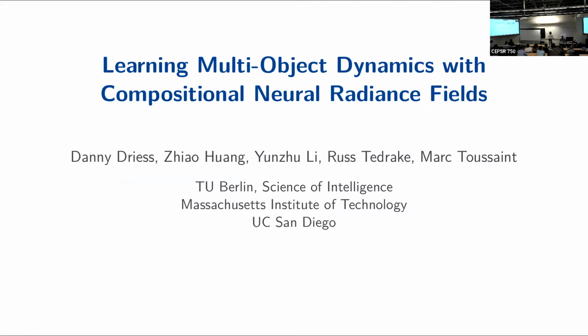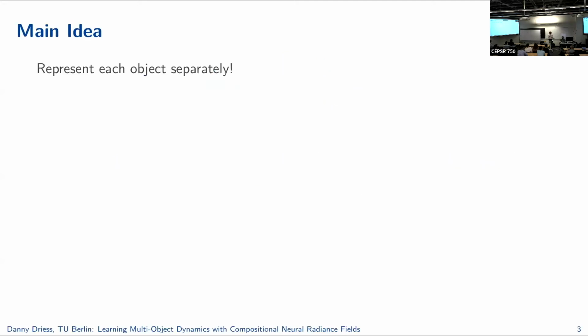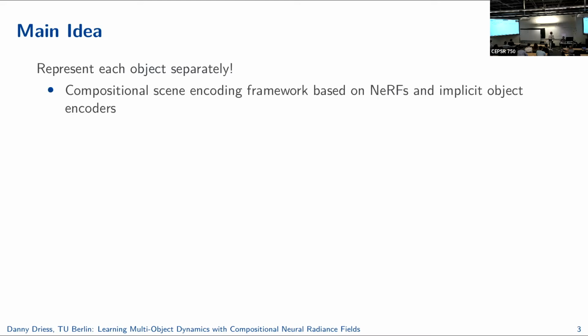So this inspired this work, which we call Learning Multi-Object Dynamics with Compositional Neural Radiance Field, which is together with Jiao Wang, Yunzhu, Russ, and Marc. The idea, if you want to say it in one word, is having a similar architecture, a similar structure as Yunzhu uses, having an encoder and a decoder. But now, instead of representing the whole scene as one single latent vector, we represent each object as a separate latent vector. But then the details are actually quite different between these works.